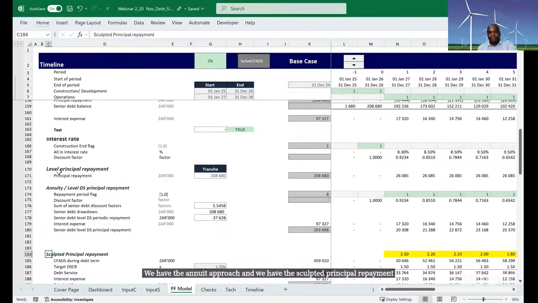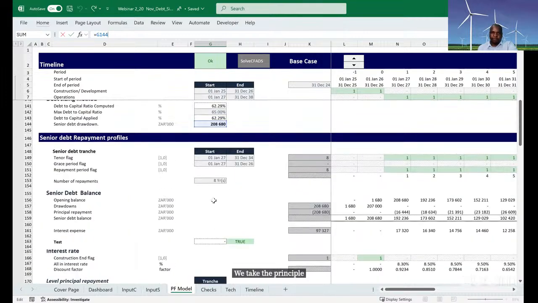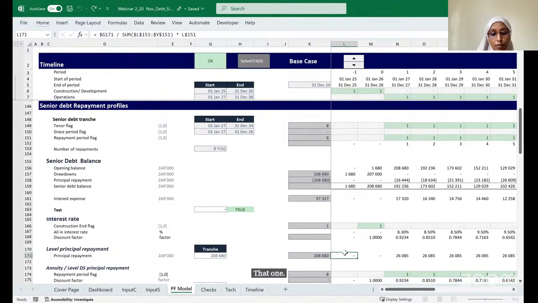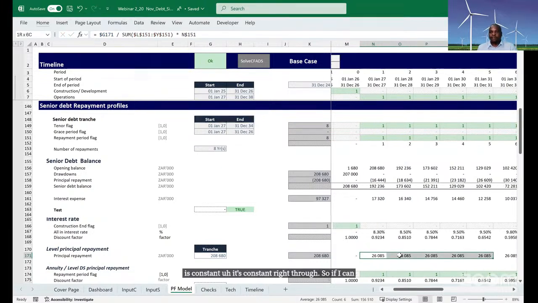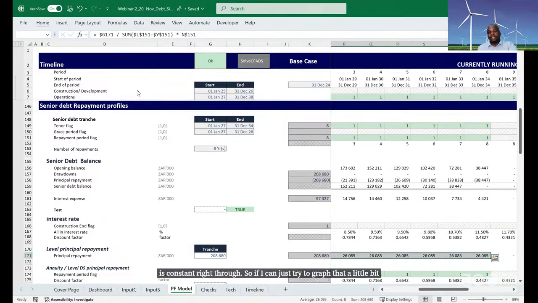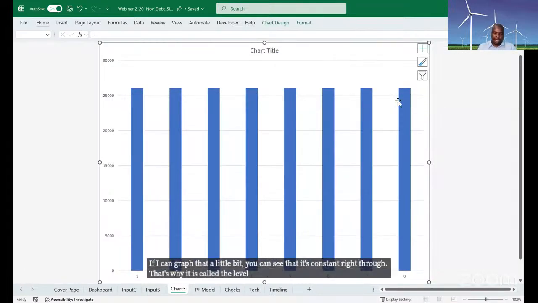When we are using the principal repayment approach, what we normally do is take the principal, then divide it by the sum of the repayment flags, right? Or in simple terms, we could have just divided by 8. So you can see that it's constant right through. If I can just try to graph that a little bit, you can see that it's constant right through. That's why it is called the level principal repayment. So I can quickly delete that.